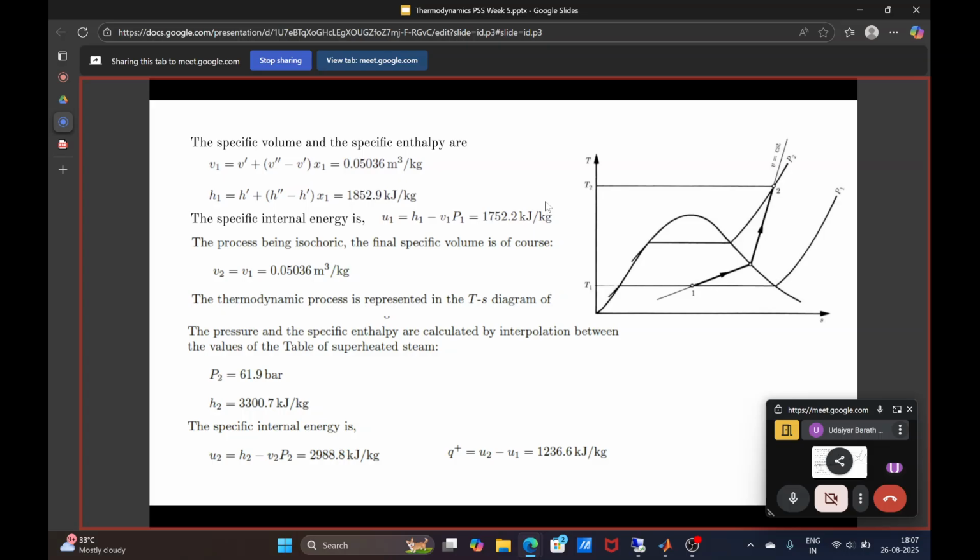So whatever heat is supplied, it will be supplied to raise the internal energy of the system. So Q is delta U. That's what is written. And so Q will be the change in internal energy, which is 1236.6 kilojoule per kg. So this is positive, so it is supplied to the system.